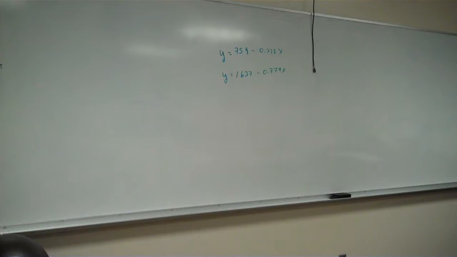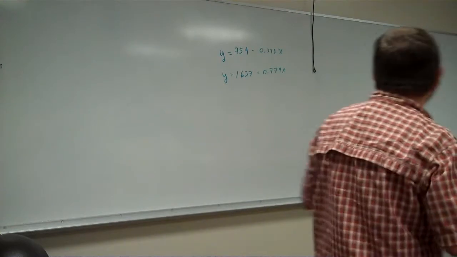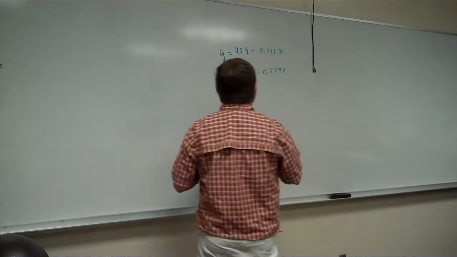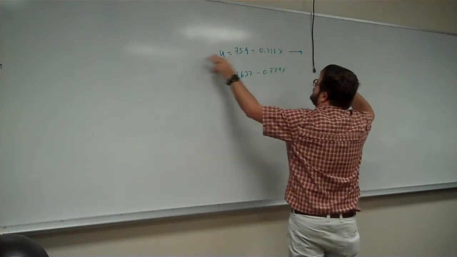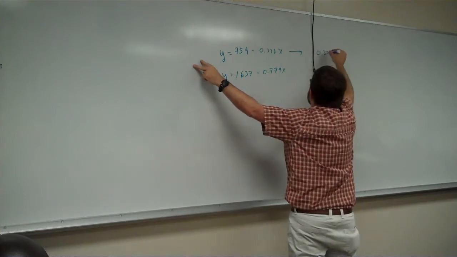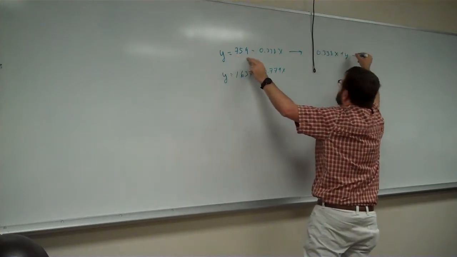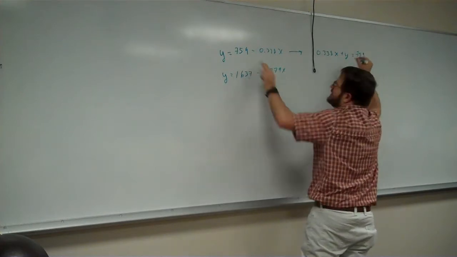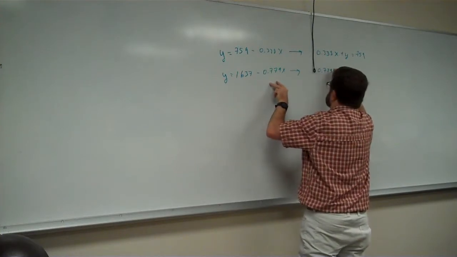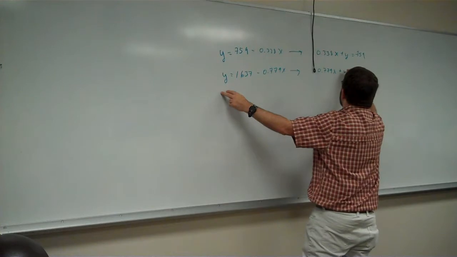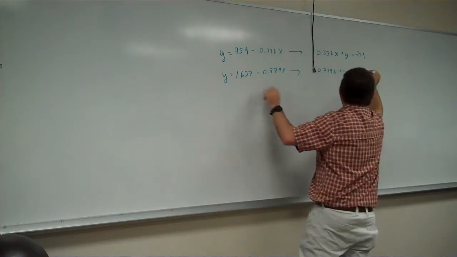One of the things that's confusing about this compared to other problems you have is it doesn't look like other problems you had, right? It doesn't have something x plus something y equals something. So let's rearrange this into a format that looks a little better. I could pull this x over to this side and have 0.338x plus y equals 759. And on this one I could pull this x over to this side and have 0.779x plus y equals 1637.